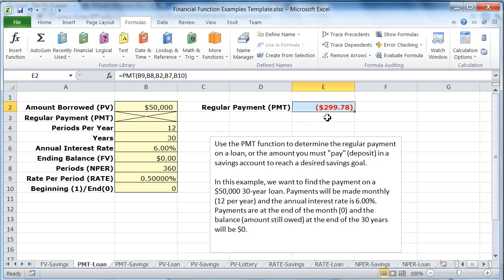That indicates it's a negative number. Payment is always a negative number in Excel in all of these formulas. If you would prefer that that number be positive, just go in here and edit the formula, put a little minus sign out in front, and now you've got a positive number for the payment. And that's how you compute the payment on a loan.